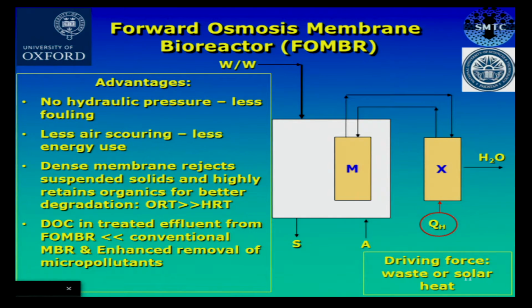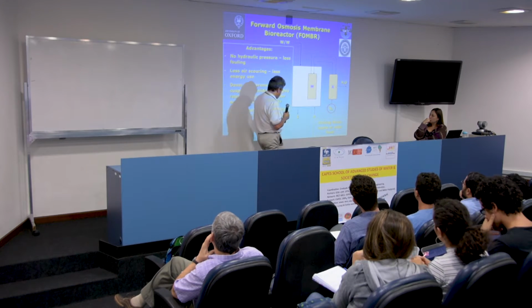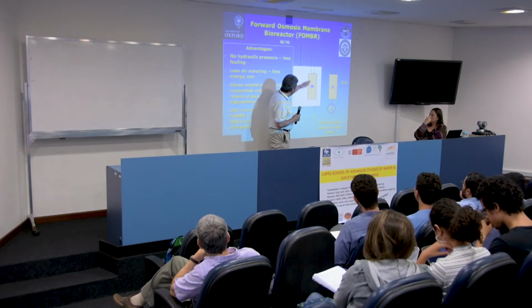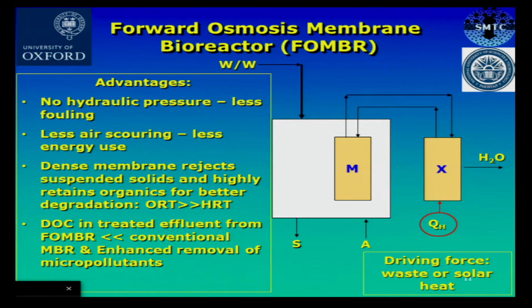So what are the advantages? Well, I don't need hydraulic pressure to run this, and that means that I have a reduced tendency to fouling on the membrane. I don't eliminate it, but I can reduce it. I have less air scouring. If I have less fouling, I have less scouring. So what happens with normal membrane bioreactors is you get biofilms that build up on the membrane, and you need to use a lot of air bubbles. We call it sparging in English, but it's breaking the biofilm with the bubbles. And we don't need to use as much of that, so that reduces the energy use.